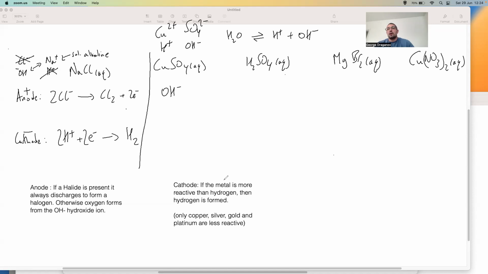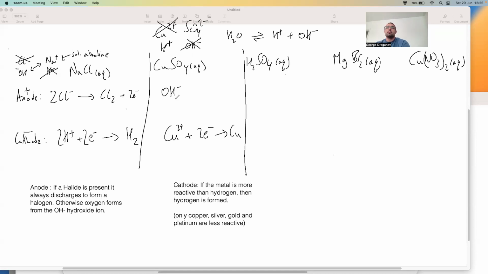Copper is less reactive than hydrogen, so you actually get copper, not hydrogen here. So I'm going to cross out copper, and you'll be left with these. These are actually going to form sulfuric acid, so it will be acidic in solution, interestingly enough, if you add universal indicator. Back to these. This one's easier. Remember, you always match the charge of the metal ion with the number of electrons. So you would add 2 electrons to make copper.